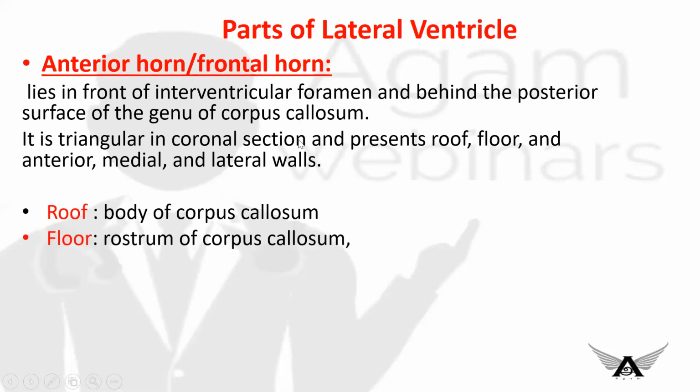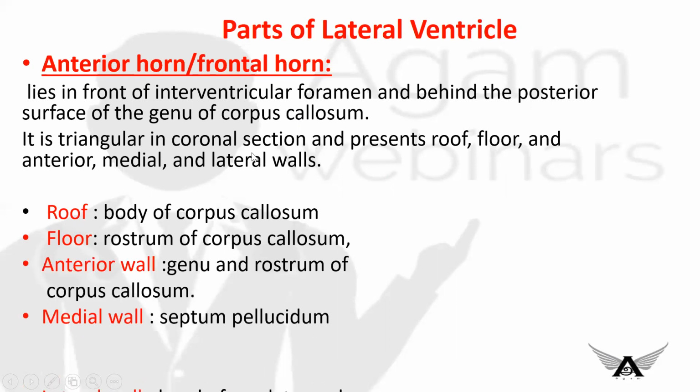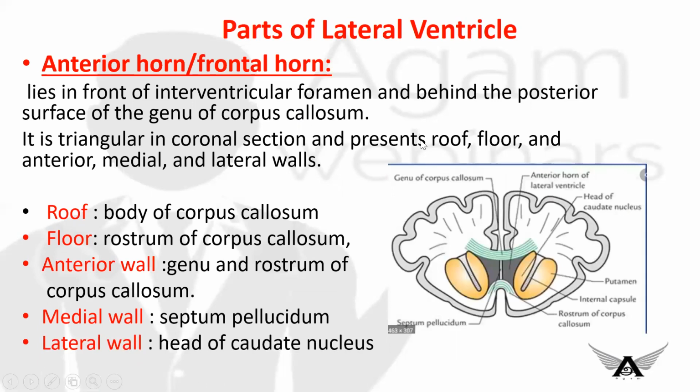It is also triangular in coronal section, and presents a roof, floor, anterior, medial, and lateral walls. So you will have more relations here. I'll show you the picture. See, this is the roof, this is the floor. The roof is formed by the body of corpus callosum. The floor is formed by the rostrum of corpus callosum.